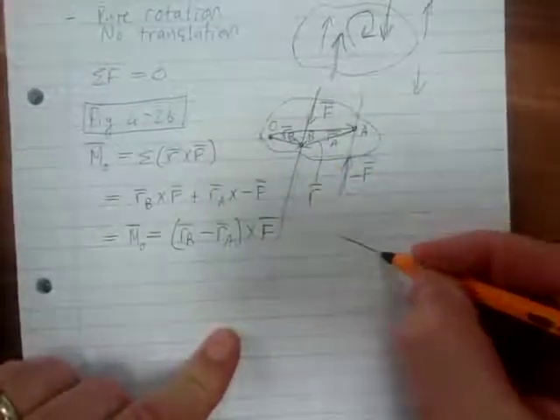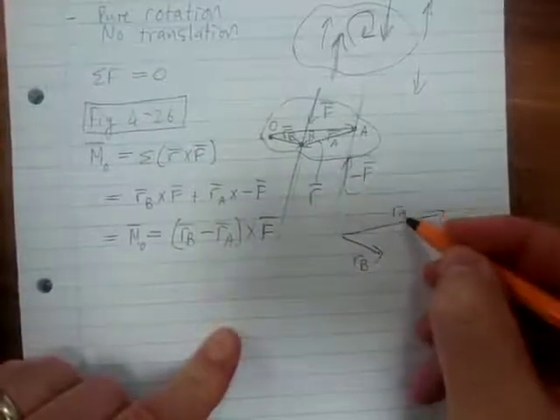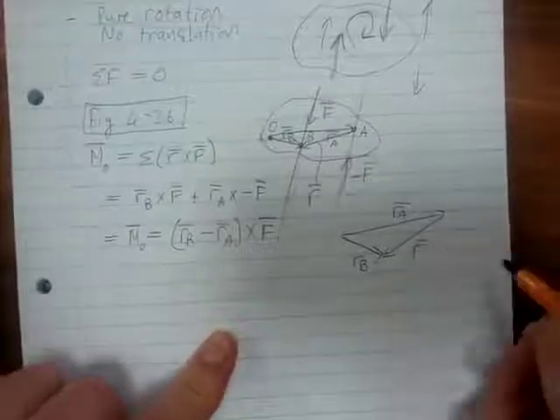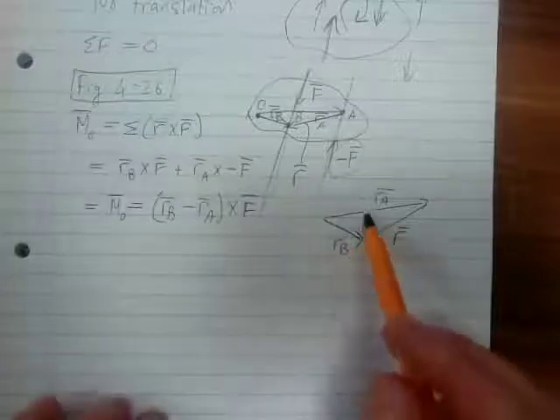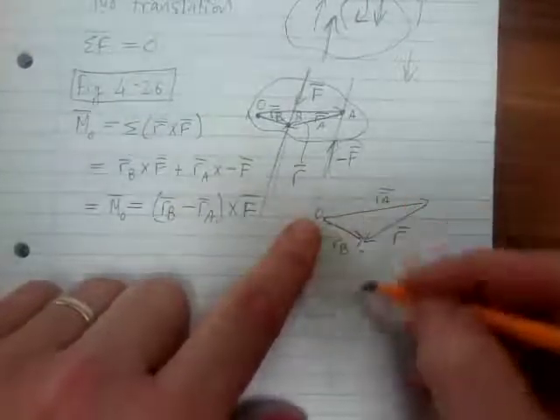Let me redraw it. There's my RB, there's my RA, and there is my R. Remember, the R is just the position vector between the lines of action, guys. I'm going to repeat that. It is the position vector between the lines of action of the two forces in my couple, whereas these position vectors are position vectors from the point O to the lines of action of the respective forces.